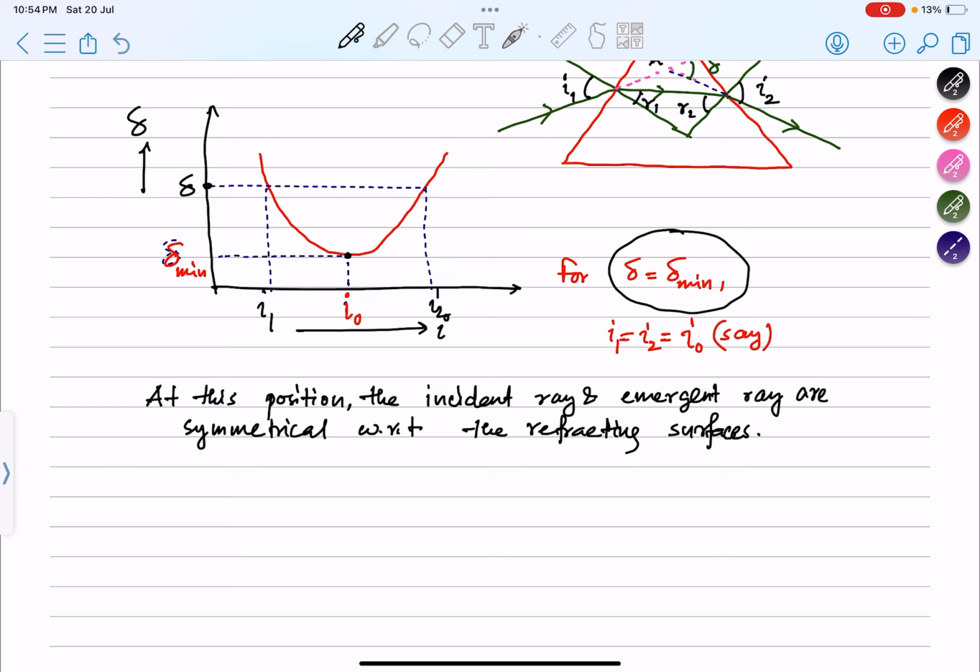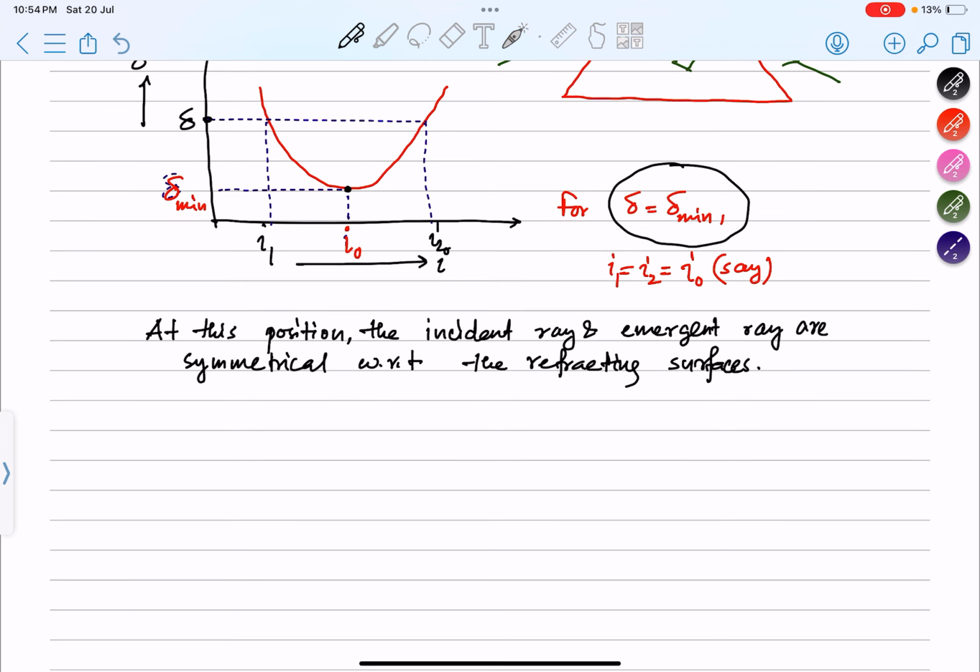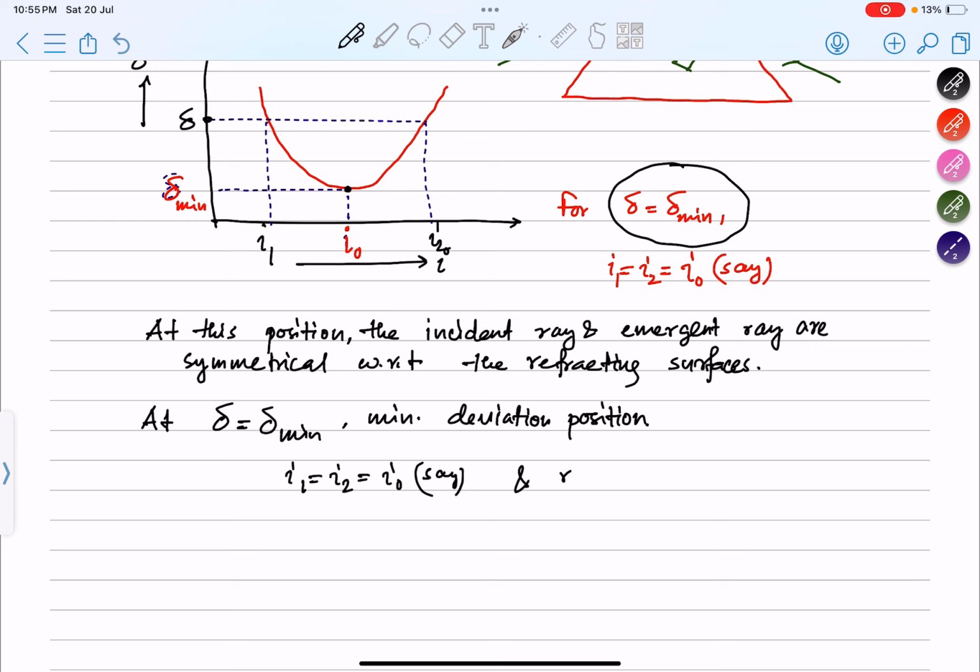So this is called the minimum deviation position. Delta is equal to delta minimum, where I1 is equal to I2 is equal to I0. Okay, so basically what is happening here? What can I write here? That at delta equal to delta minimum, which is the minimum deviation position, I1 is equal to I2 is equal to I0, and symmetrically R1 is equal to R2 is equal to R0, say.